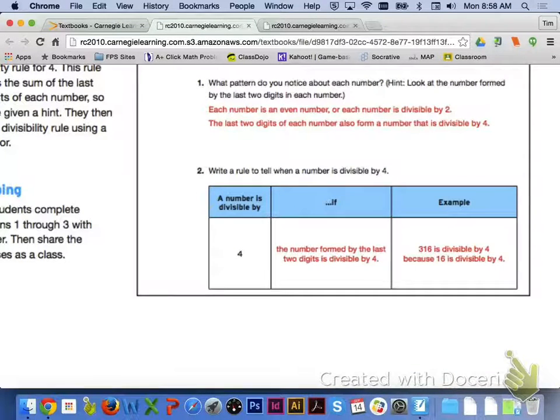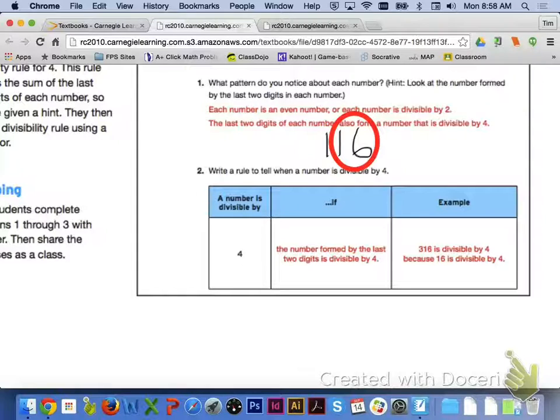So go ahead and take a look at number 1 and number 2 with your group members. For number 1, some patterns that you hopefully noticed when looking at all of the numbers in the table: each number is an even number, or each number is divisible by 2, if we think back to our rule that we came up with for testing for the number 2. And if we look at the last 2 digits of each number, they are also going to form a number that is divisible by 4.